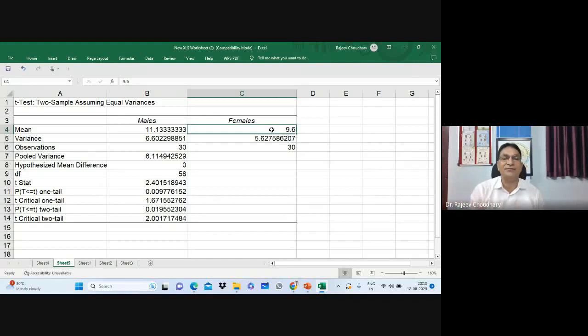Is it okay? On the basis of mean, we are not discussing the interpretation of t-test. We are discussing on the basis of two means. Since males have 11 and females have 9 only, we can say yes, males possess a higher level of hemoglobin in comparison to females. Is it okay?